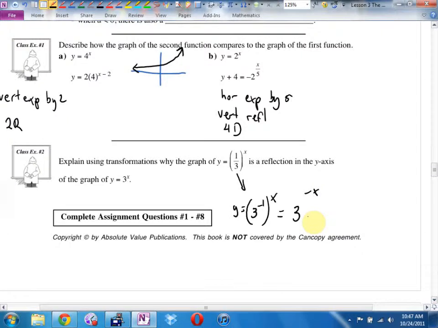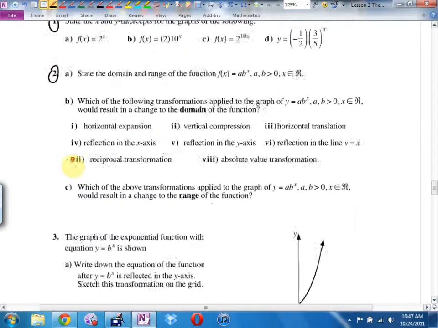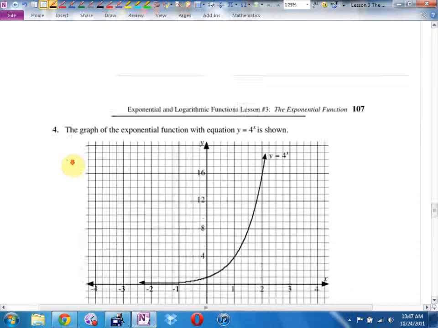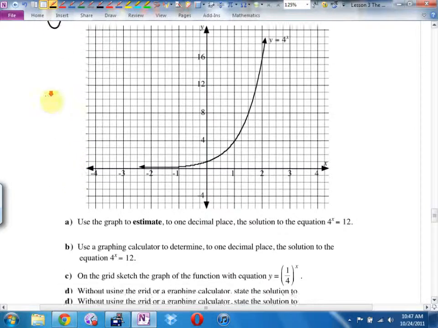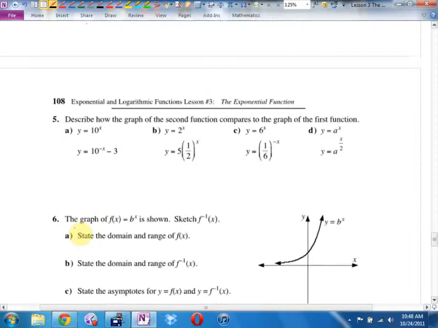What's your homework? 1 is good. 2 is good. Number 4, all skip. D. Five is good. Skip 6. 7 is good. 8 is good.